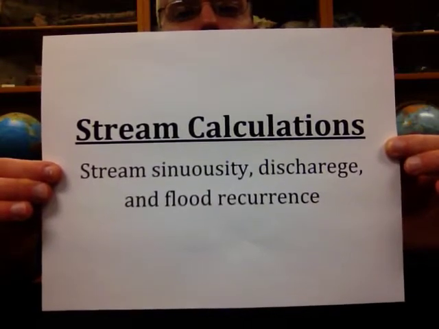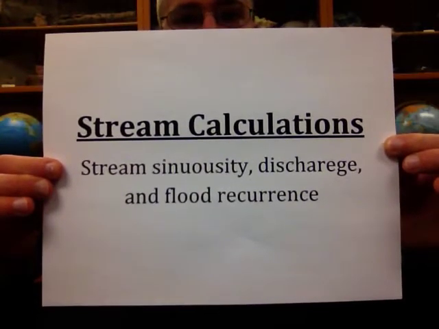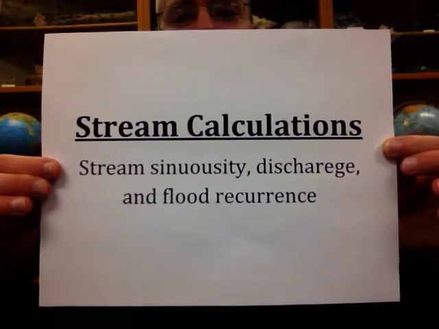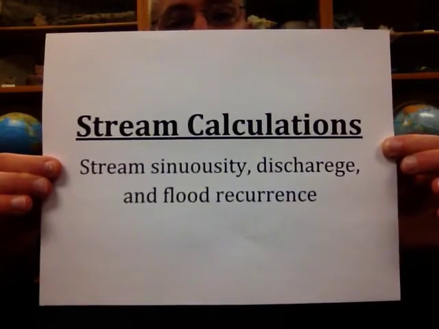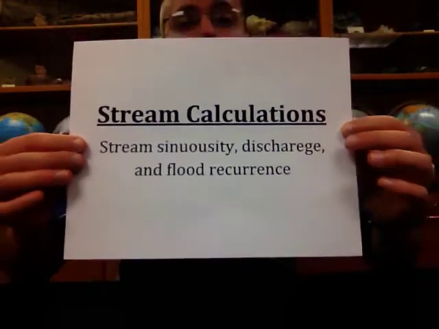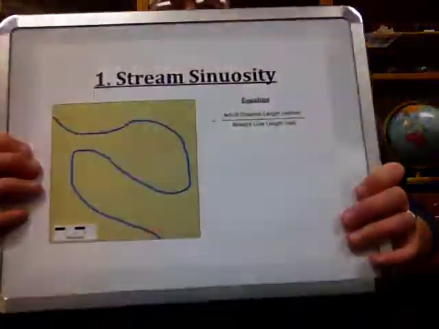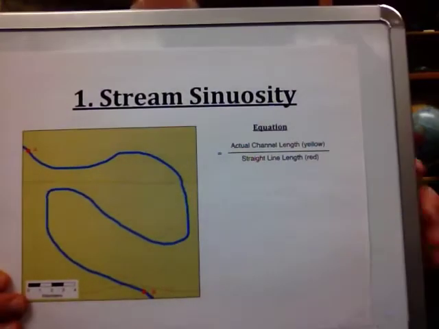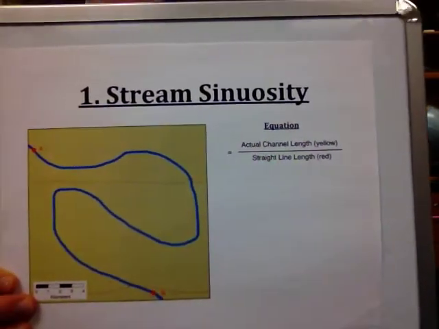of time, and flood recurrence, which is a bit confusing when you hear the names we give, like 100-year flood, 200-year flood, versus what we actually mean. But that one will make sense when we take a look at it towards the end of this video. So the first calculation that we're going to make is stream sinuosity.